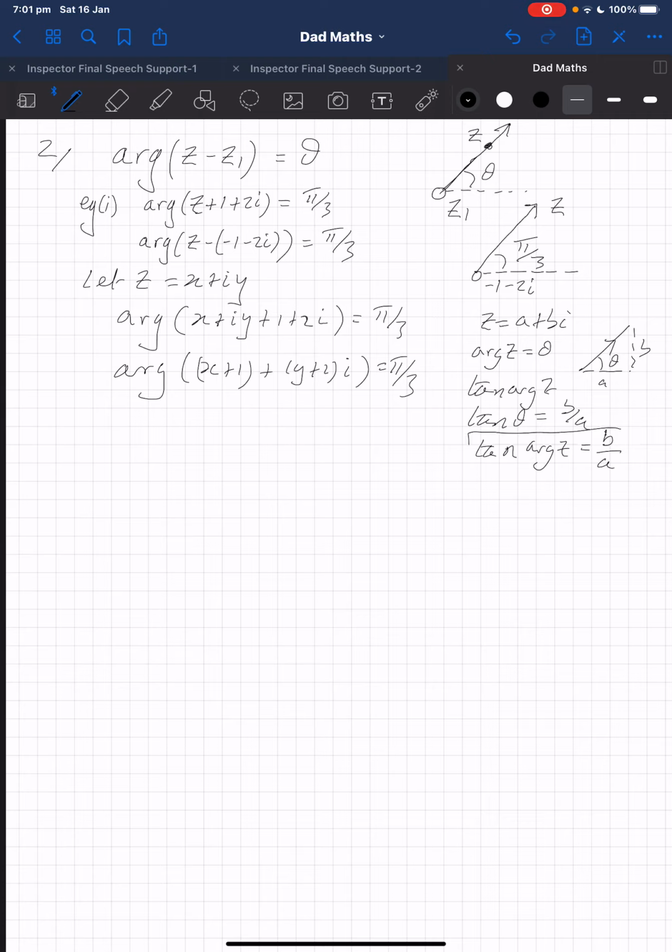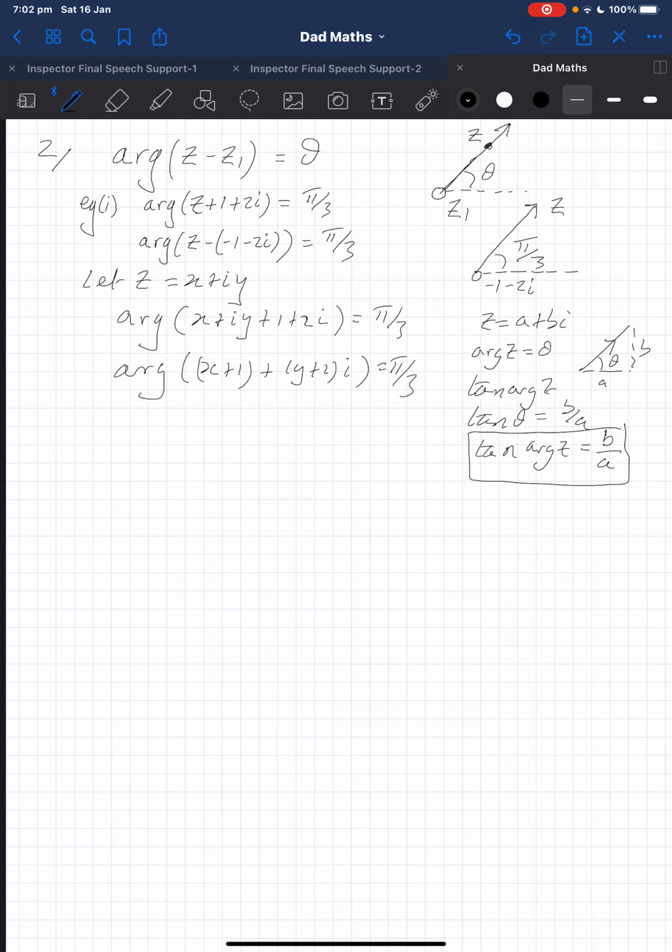So in general, tan of the argument of a complex number is the imaginary part, b, over the real part, a. Now, you might try to use this to work out the argument by doing argument of z equals tan to the minus 1 of b over a. But remember, there's more than one angle with the same tan, so you have to be careful when working out the argument. You can use b over a, work out which quadrant it's in, and then if it's negative, add on pi or whatever it may be.